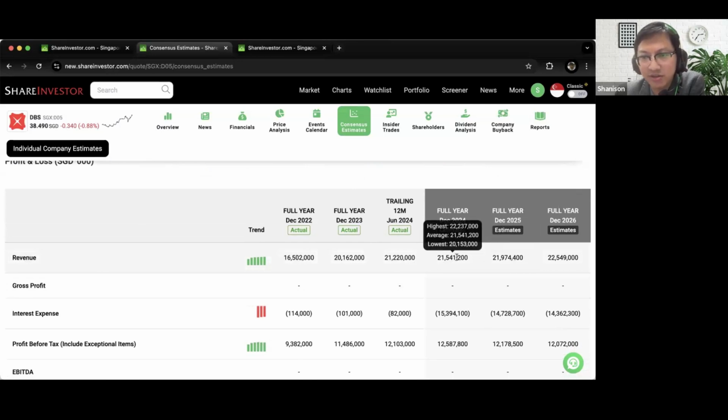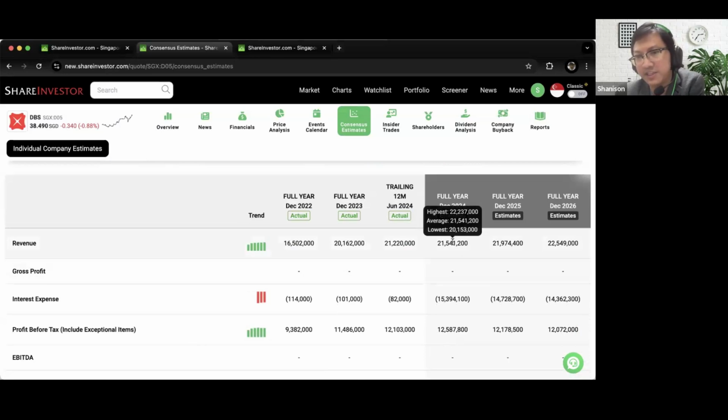The average is shown over here, right? But let's also show you what is the highest revenue forecast from the research analysts and what is the lowest forecast over here. So you can make better estimates yourself for this revenue forecast. And it also shows the chart, you see the bars.